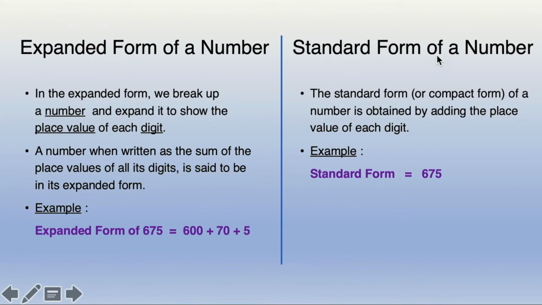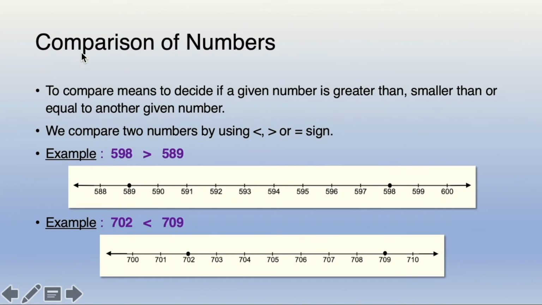Now, the standard form or the compact form of a number is obtained by adding the place value of each digit. So, the result of this addition operation, that is this number itself, this 3-digit number, is the standard form. Now, what do we mean by comparison of numbers?